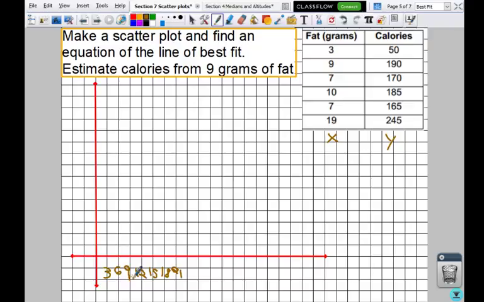Gabe, what should we make our Y's go by? We can do 50s. Our graph is going to be a little squished, but that's okay. So we're going to go by 50s. So 50, 100, 150, 200, 250. I think 25s would be the best, but I'll take 50s.